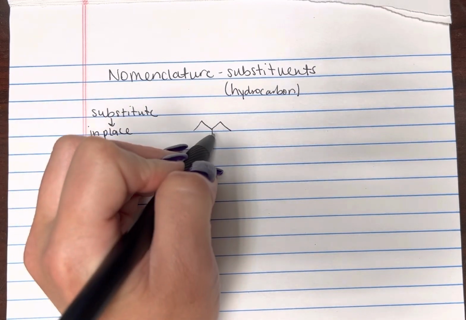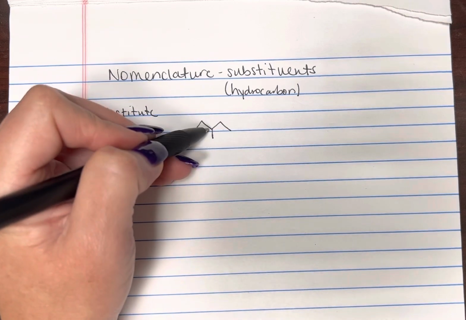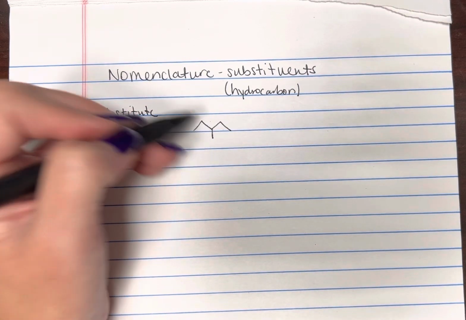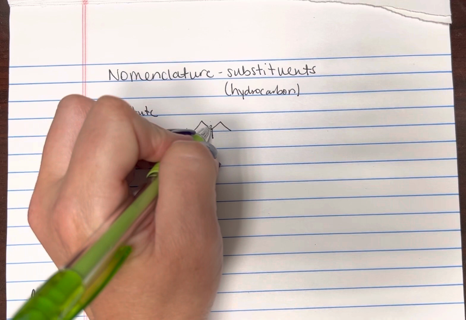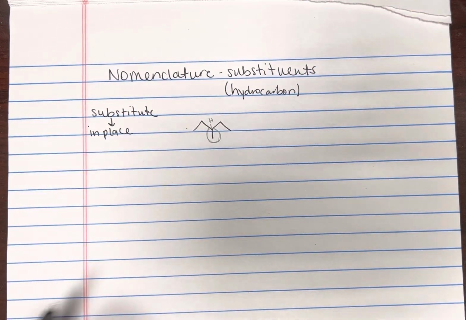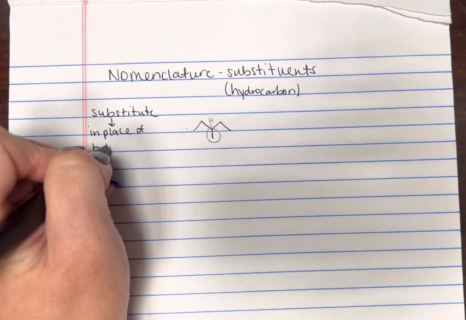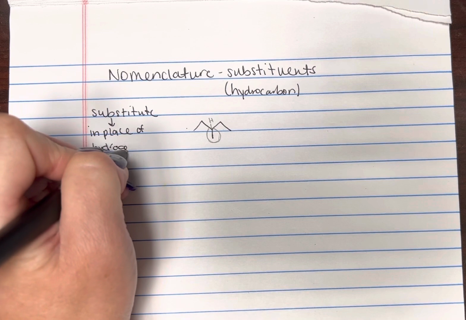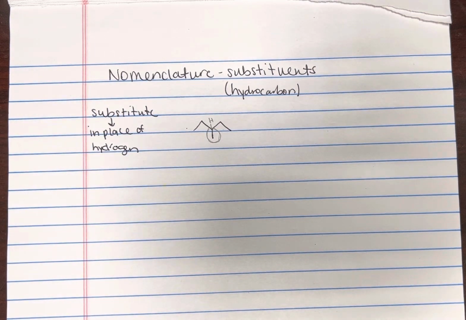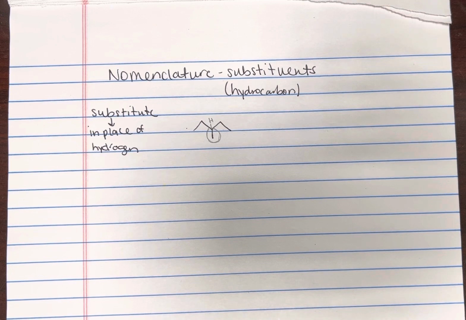So normally we would expect this carbon here to have 2 hydrogens, but it doesn't. It has 1 hydrogen and something else. So something else in place of an expected hydrogen. All right, now right now we're just going to talk about when we have extra carbons.